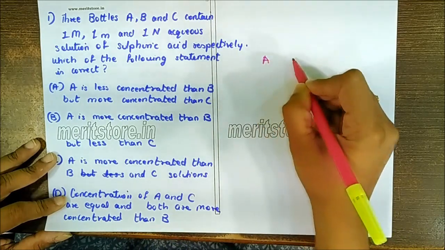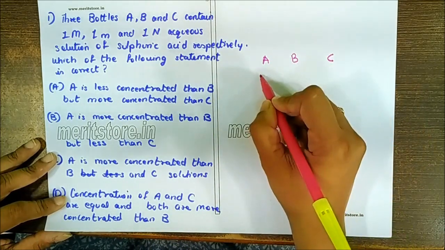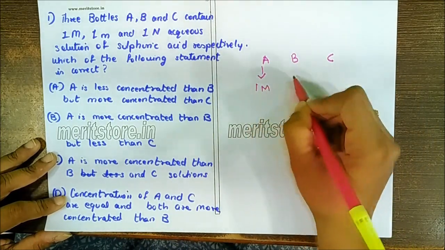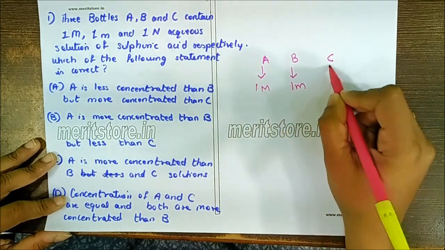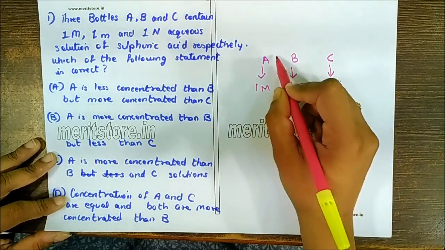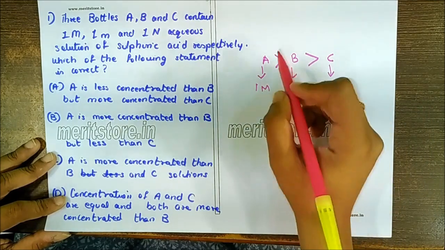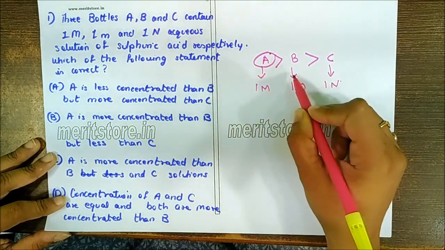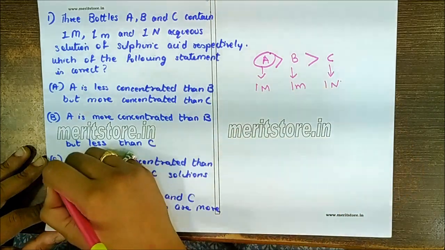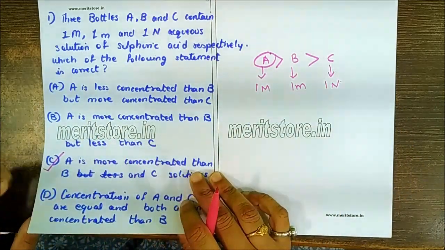So if we have 3 bottles A, B and C, A is 1 molar, B is 1 molal and C is 1 normal. Molarity is always greater than the molality and normality. So A is more concentrated than B and C solution. So our answer is option A, option C.